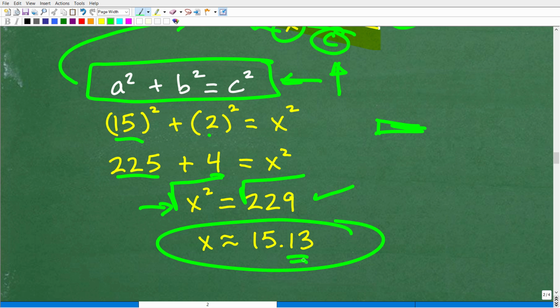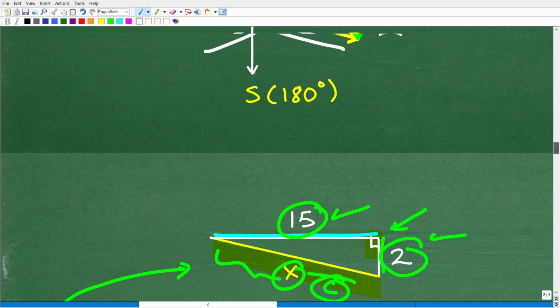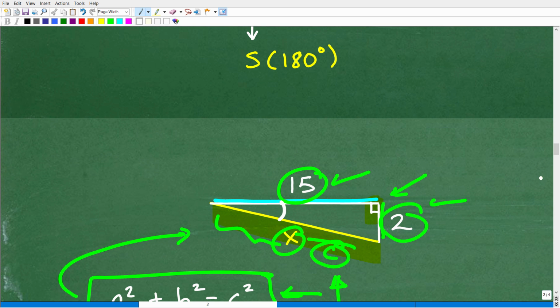Now we're going to get into the next part of this problem, which is going to require some basic trigonometry, and that is to determine the angle, this angle right here.